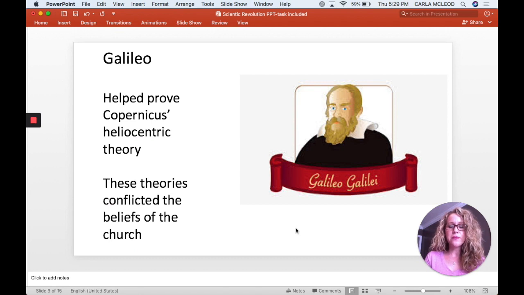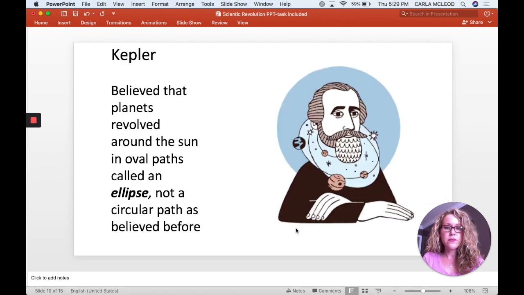Then you had Galileo. And your question was, why did the Catholic Church want to stop the spread of Galileo's idea? So Galileo helped prove Copernicus's heliocentric theory. And this theory conflicted with the beliefs of the church because they were still believing the geocentric theory at this time. Next we had Kepler. And the question was, how does Kepler's model of the universe differ from Copernicus's model of the universe? So Kepler believed that the planets revolved around the sun in oval paths called an ellipse, not a circular path as believed before.